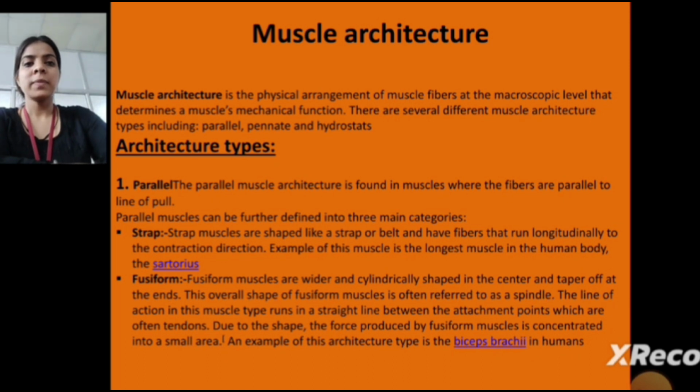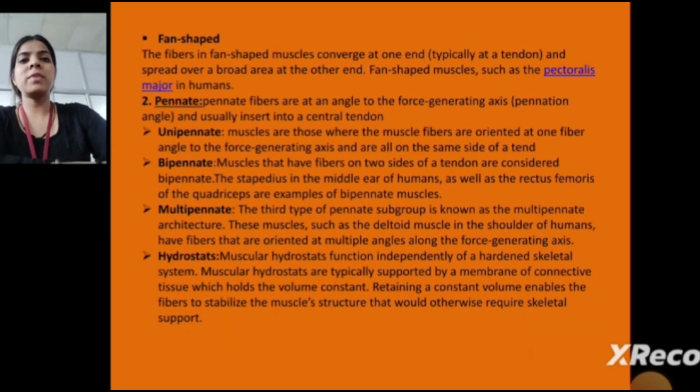Fusiform muscles are wider and cylindrical in the center and taper off at the ends. This overall shape is known as spindle, and an example is the biceps brachii. Then we have the fan shape, where the muscle converges at one end and spreads over the other end, like the pectoralis major muscle.